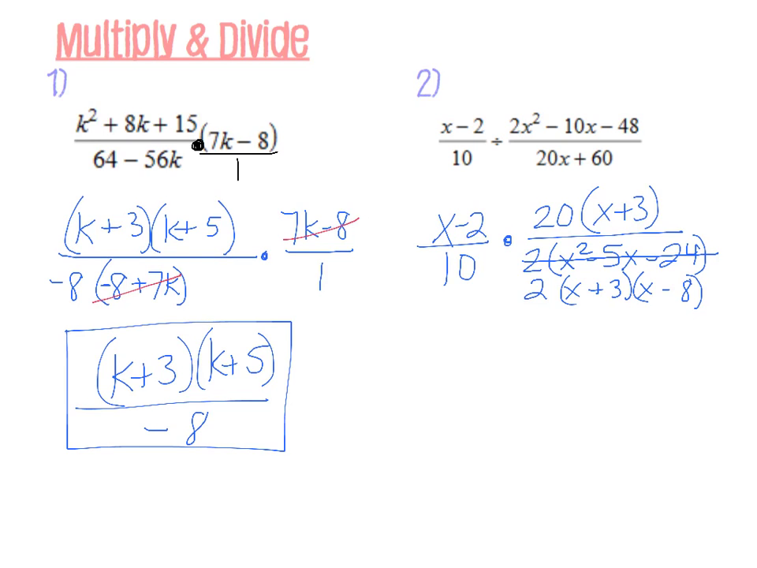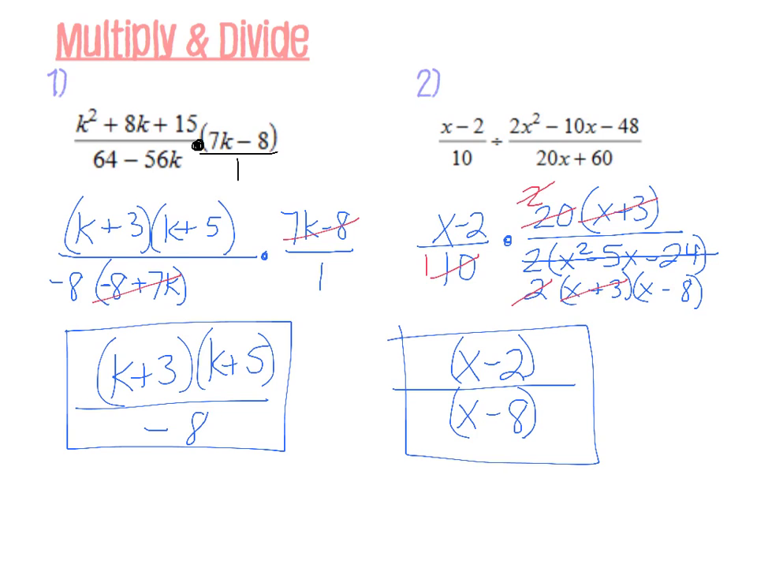Now that I'm multiplying, I'm looking to reduce anything that I can. Looks like I have an x plus 3 and an x plus 3. And I have this 20 and this 10. Those could reduce. And that 2 could reduce. I think I'm done there. Let's see what I've got. x minus 2 and everything else canceled. In the denominator I have an x minus 8. Those are tied together with that subtraction. They're their own thing, so don't try to do any extra reducing with the x's or the 2 and 8. You're done right there.